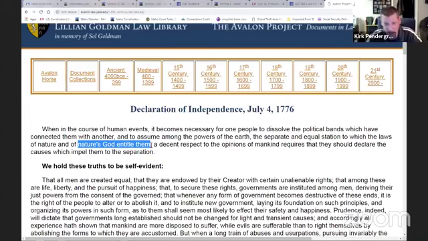There's part of your status, right? Where do your rights come from? They come from the law of nature, from nature's God. And we are entitled to those rights. No man can interfere with those rights. Okay? "A decent respect to the opinions of mankind requires that they should declare the causes which impel them to the separation."